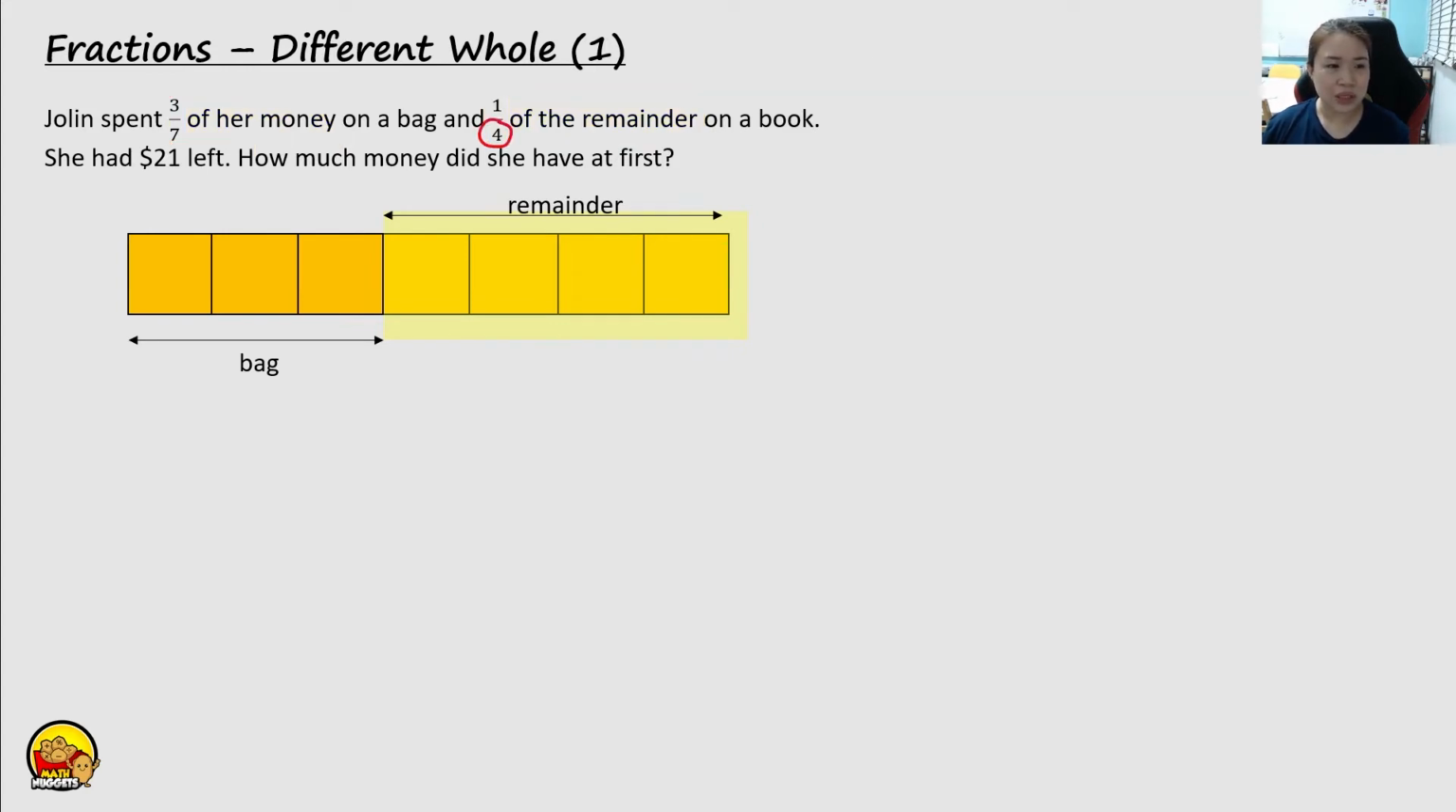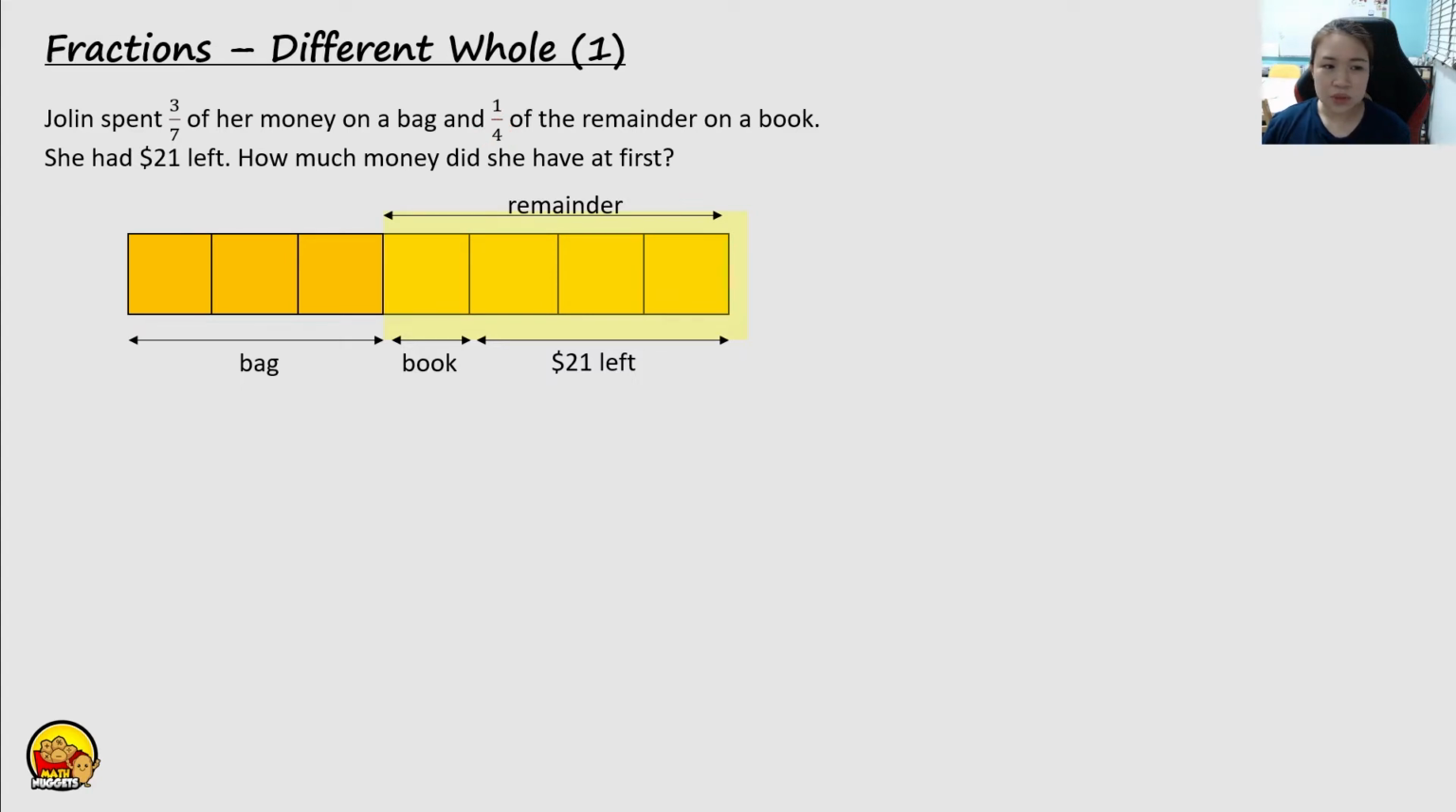And look, the remainder, we have 4 parts. And the question wants 1 out of 4 of the remainder. So we have 1, 2, 3, 4, just nice. So therefore, one part of it would be the book. And after buying the book, she had $21 left. So we indicate everything into the model.